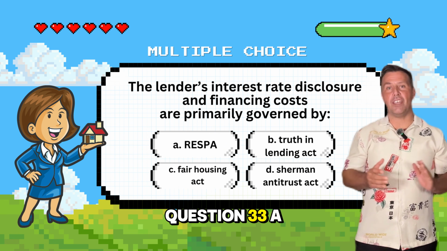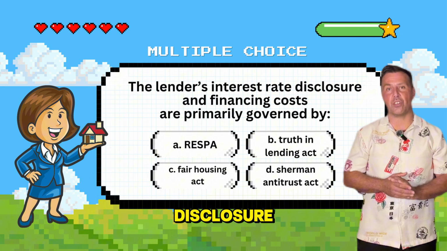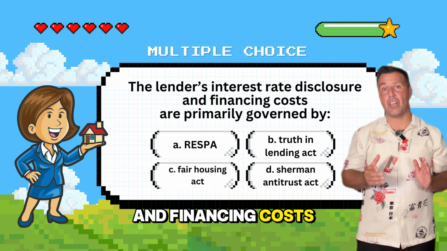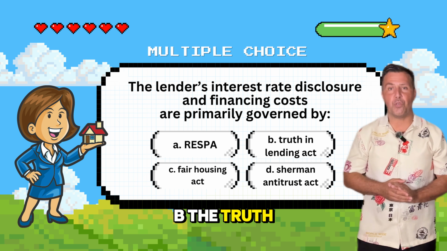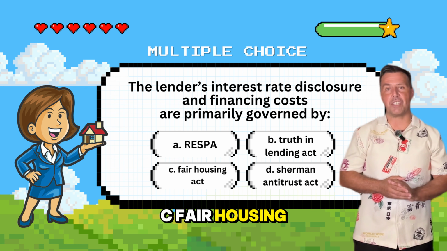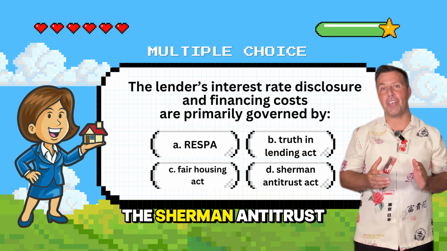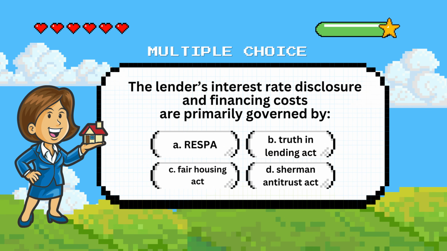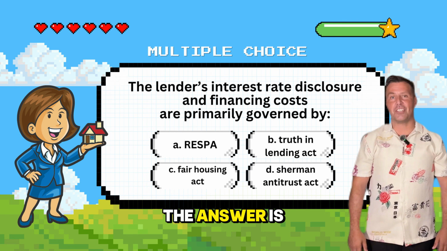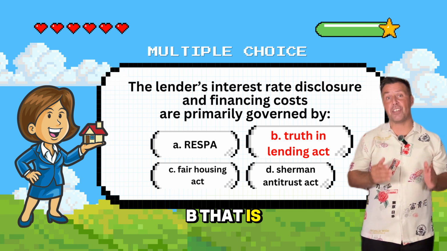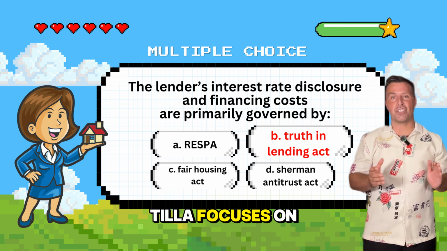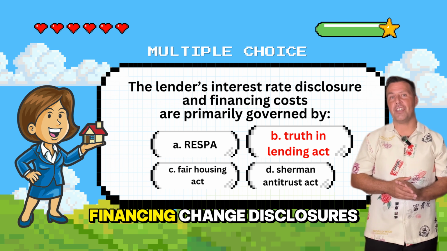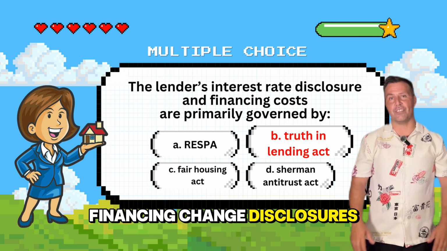Question 33. A lender's interest rate disclosure and financing costs are primarily governed by A. RESPA, B. the Truth in Lending Act, C. Fair Housing Act, or D. the Sherman Antitrust Act. The answer is B. That is the Truth in Lending Act. It focuses on credit terms and financing cost disclosures.